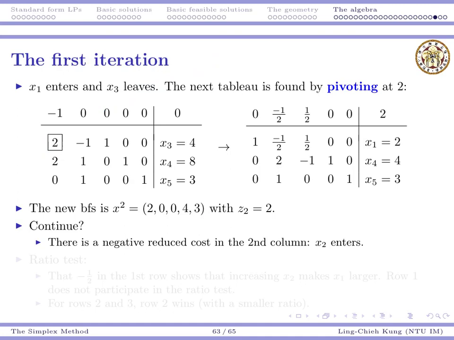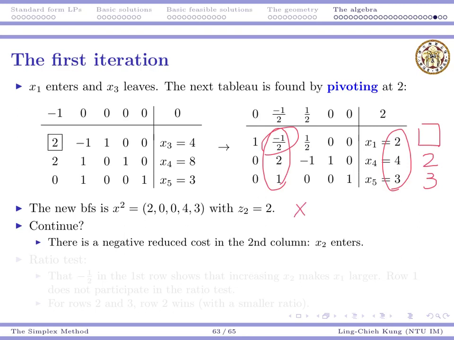Here, how may we continue? Again, we look for negative reduced costs, and now x2 has that. So x2 should enter. Once we know that, we again do a ratio test by comparing all these ratios. For the second and the third row, they are simple: the ratio is 2, the ratio is 3. How about this one? This negative denominator tells us that the first row does not need to enter the ratio test.